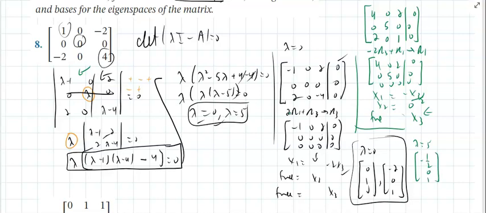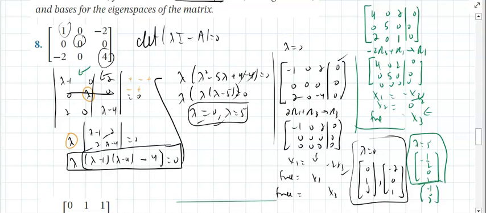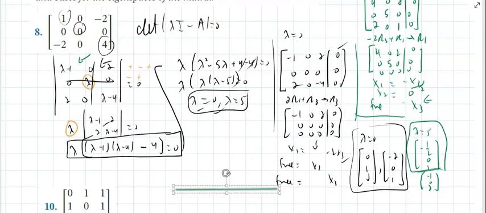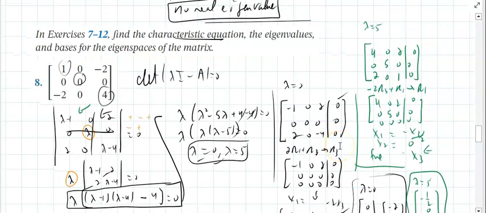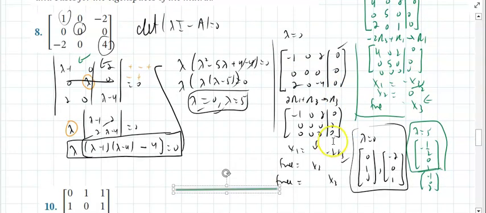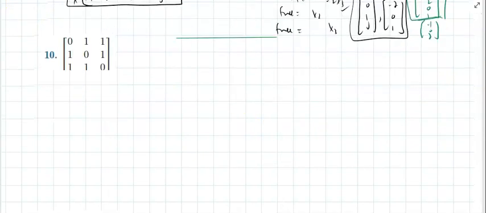Most books will write negative 1, 0, 2. Again, it doesn't matter. Either of those will do. That would be the basis for the eigenspace. And there they are. You can't have more vectors than you have lambdas. That's not possible. Here's another problem. Again, we need to practice this over and over. Number 10 is next.